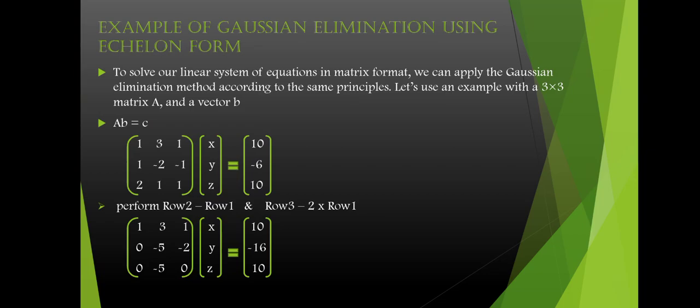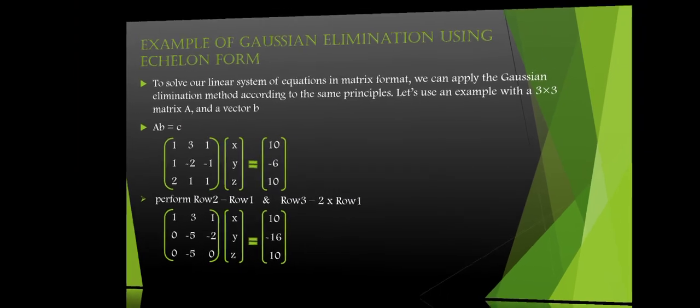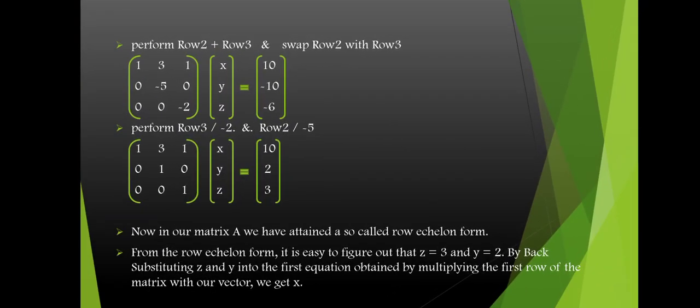Here we can see that the rows except the first row have 0 as the first coefficient. Now performing row 2 plus row 3 and swapping row 2 with row 3, we get an upper triangular matrix. Now perform row 3 by minus 2 and row 2 by minus 5. We get a perfect upper triangular matrix. That is what we do in the Gaussian elimination method.